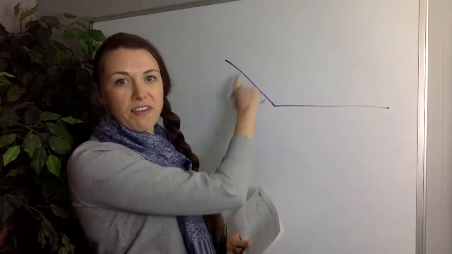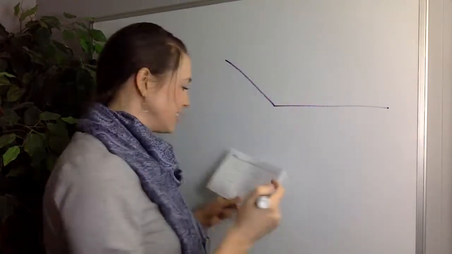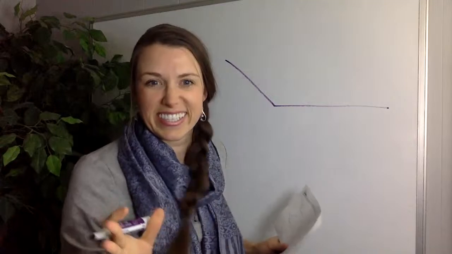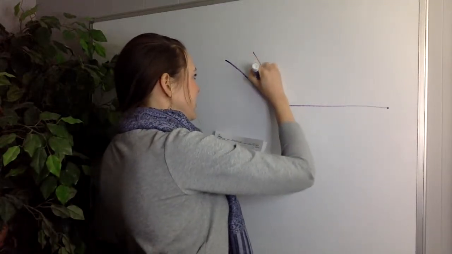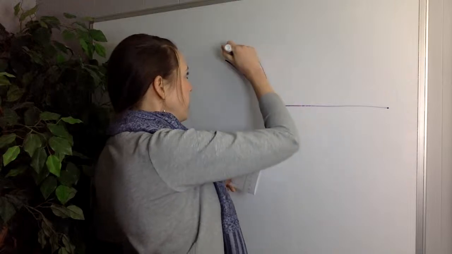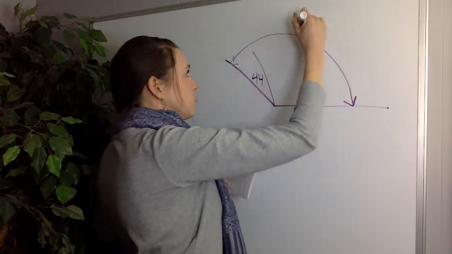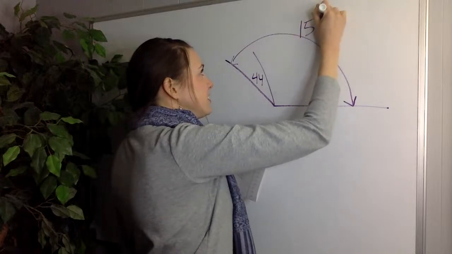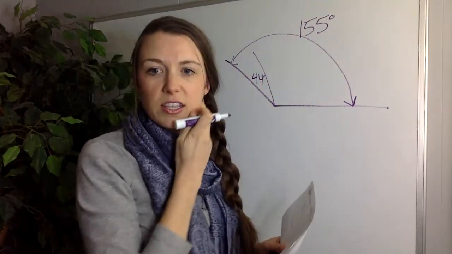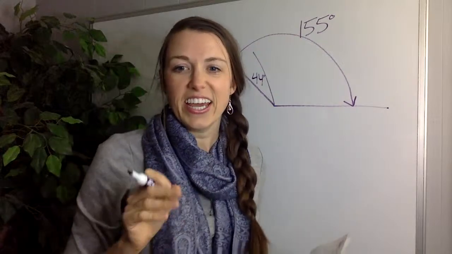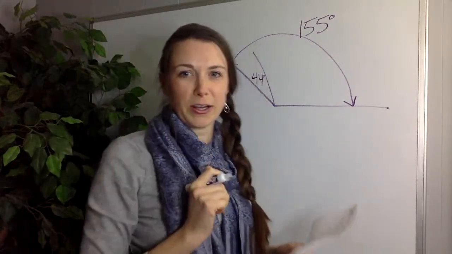Okay, what type of angle is this? Tell me, is this acute or is this obtuse? Type in the chat. Tell me what it is. Or is it right? Okay, so this is 44, and this here is 155. And we're going to look for this. Yes, Christina Ferranza, it is an obtuse angle.